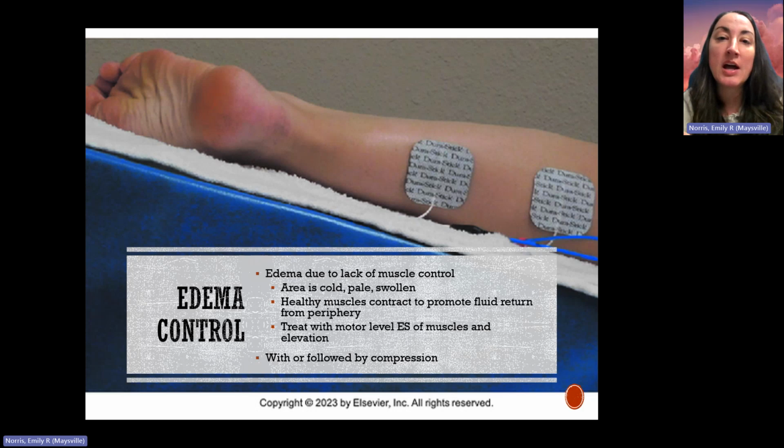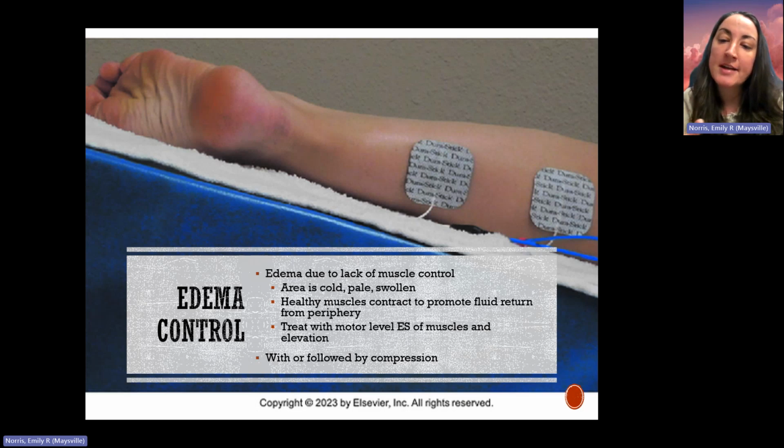If the swelling is not due to inflammation, but due to a lack of muscle control, like they don't have the muscle pump that's pushing the venous return or the blood flow back to the heart, and so it's allowing fluid to settle and pool in that area, then you can use more of that motor ESTIM like Russian or something like that in order to create a motor response and pump the muscle in order to push the fluid back. So if the area is cold, pale, and swollen, then that's more of an indication that it's no longer acute inflammation. It's more of inflammation related to the lack of muscle pump versus to a healing response.